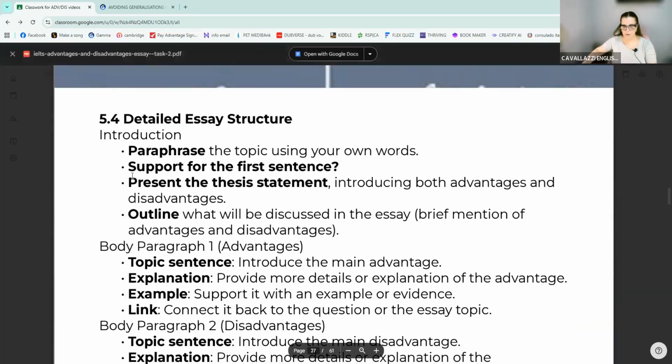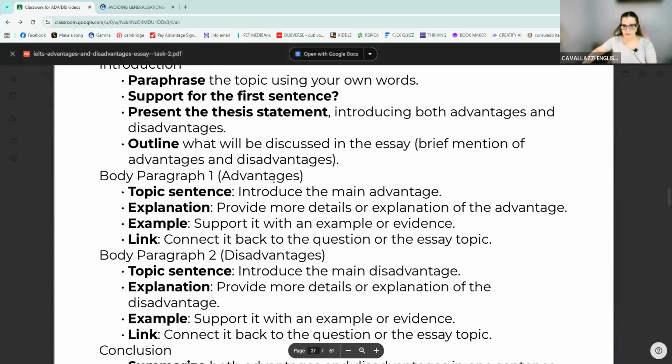Here I talk again about the structure, right? Paraphrase the introduction, body paragraph 1, which is the advantage. Here, don't forget, when I write support for the first sentence, that doesn't mean you have to do it exactly that way. Why do I say this? Because when you paraphrase, you can't just write a very simple sentence. You have to explain why. For example, education is beneficial, period. No, you have to explain a little more.